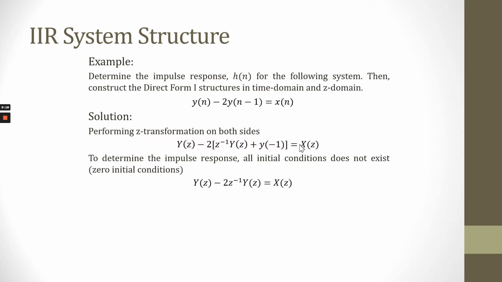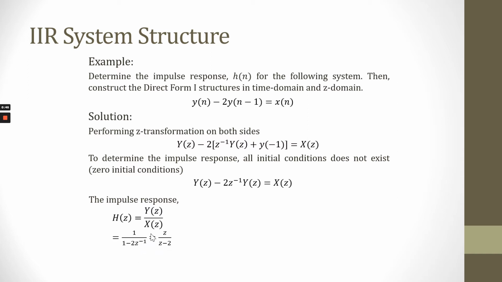So we have this one, and for impulse response, please remember all initial conditions do not exist, where this part is equal to 0 due to 0 initial condition, and therefore we have this one. To determine the impulse response Hz, which is equal to Yz over Xz, we need to rearrange this equation until we have Yz over Xz, and we have this one.